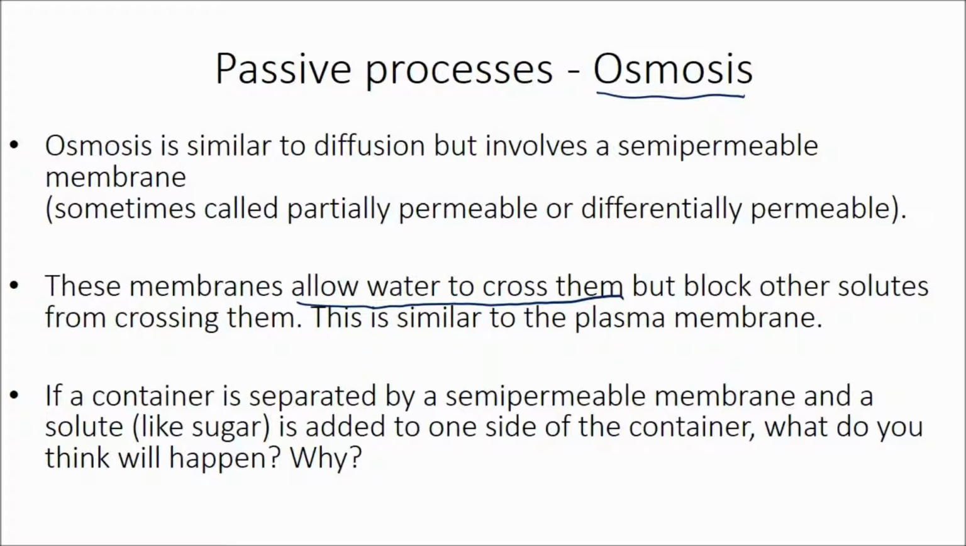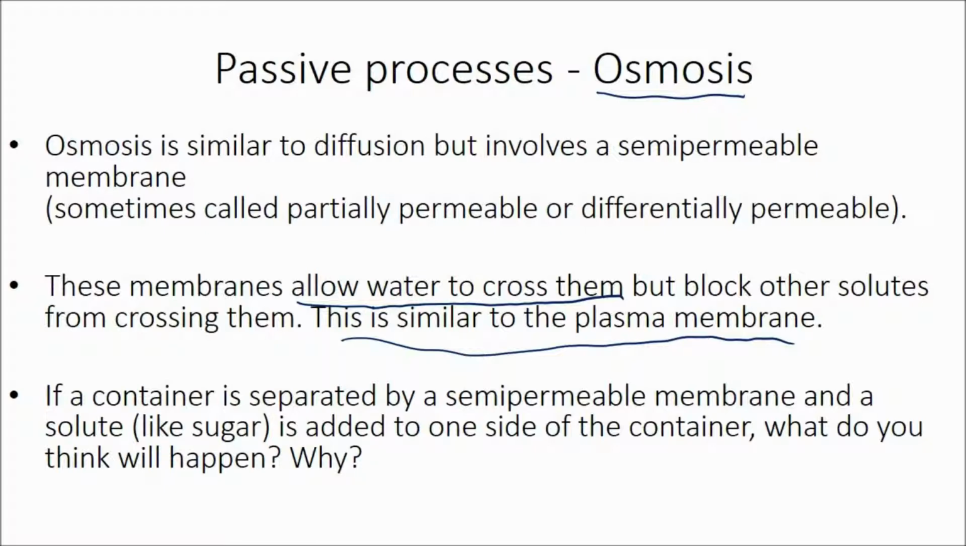So for example, I might be able to allow water through them, but certain other ions such as potassium or sodium, or perhaps larger solutes such as glucose or other things like that, aren't able to cross this membrane. We can say that this is similar to the plasma membrane, in that the plasma membrane easily allows water to pass through the aquaporins or pores that we talked about earlier.